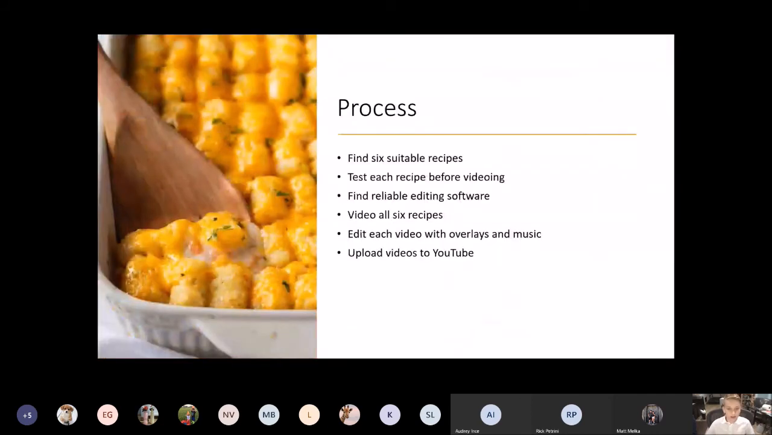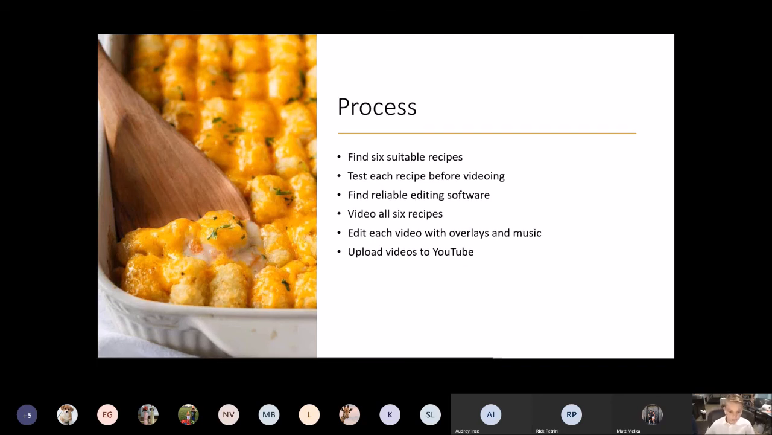My process was to find 6 suitable recipes. This was also another big challenge because I had to make sure the recipes were able to be videoed and, well, tasted good. So after I found the recipes, I wanted to test them to check those boxes. I wanted to find the reliable editing software, and after that I found the editing software. I wanted to video all 6 of the recipes. After I videoed them, I would edit the videos with overlays and music, and then I would upload them to YouTube.